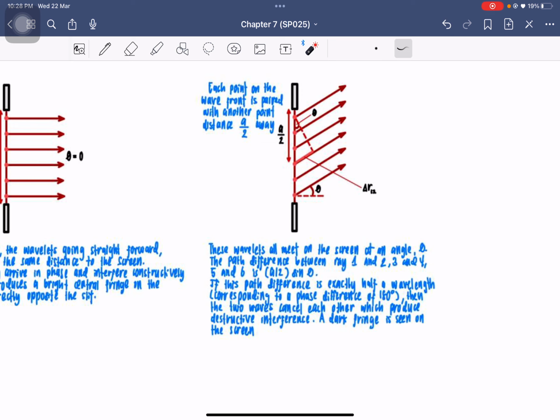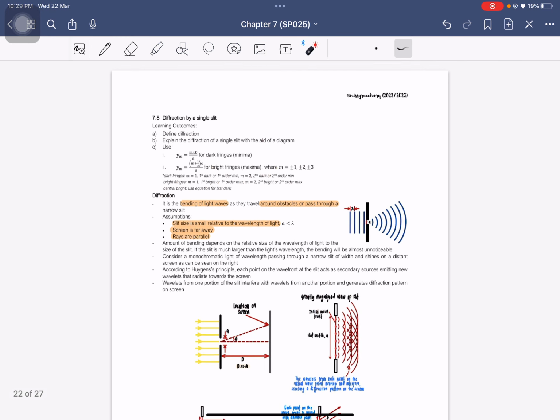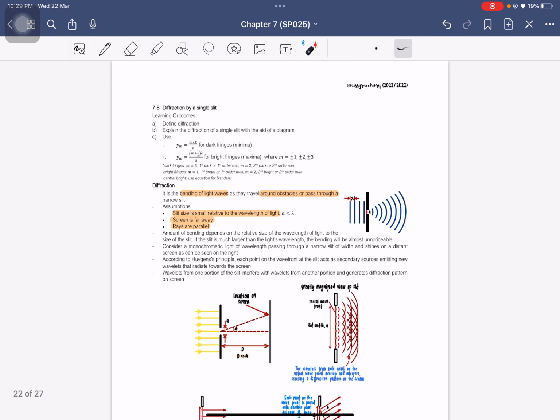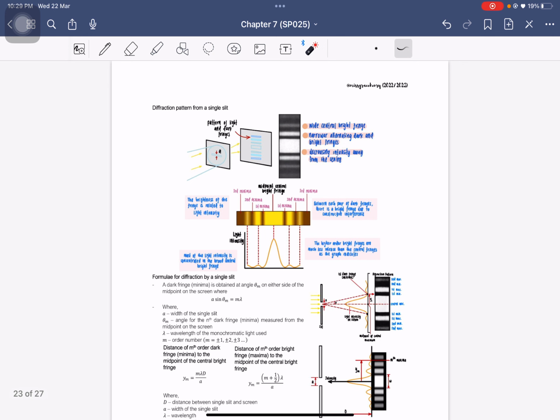So if this path difference is exactly half a wavelength, which corresponds to a phase difference of 180 degrees, the two waves will then cancel each other and produce destructive interference. So a dark fringe is seen on the screen. So that is basically the explanation of diffraction of a single slit.